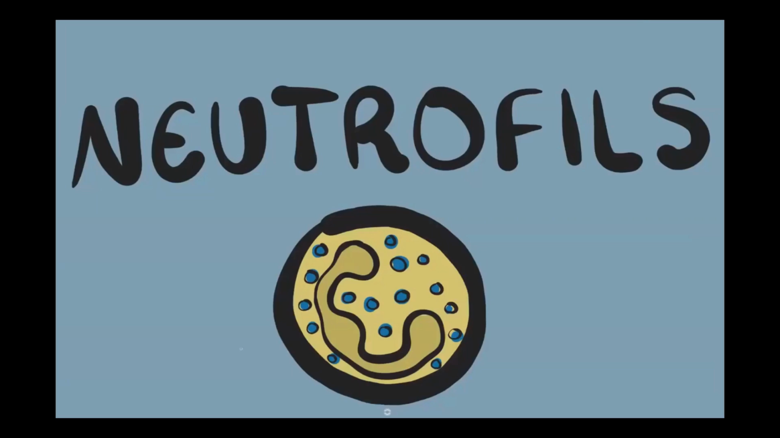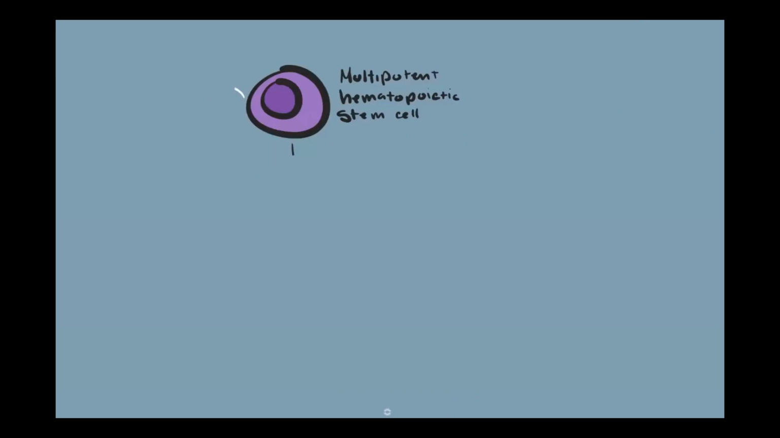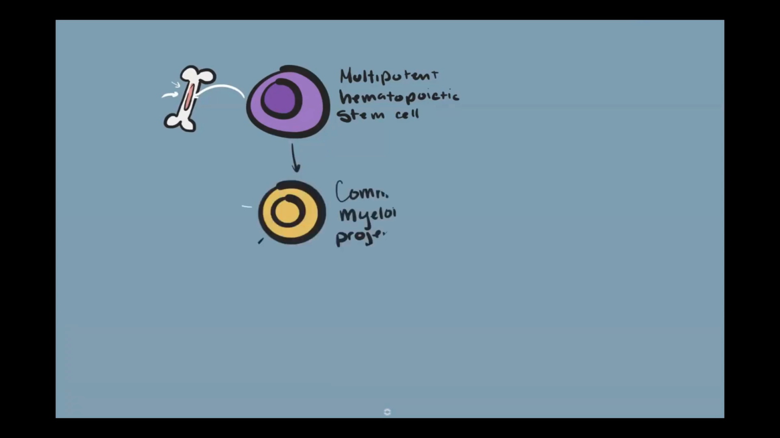This is a neutrophil. Before we explain what this guy is and what he does, you're going to learn a little bit about his ancestry. We start off with this guy in the bone marrow, where multipotent hematopoietic stem cells are developed. We can consider these a starting point of a lot of the important cells in our innate and adaptive immunity.